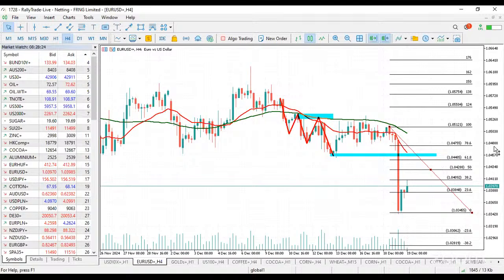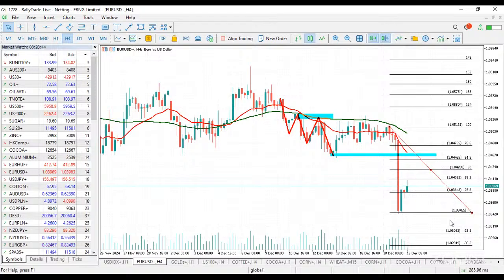What creates your bias for you is the break of structures, right? The last break of structure is to the low side, so automatically the momentum is shifting to the downside, right? That alone is your bias. Therefore, you want to look for opportunity to sell. So my bias is to sell.